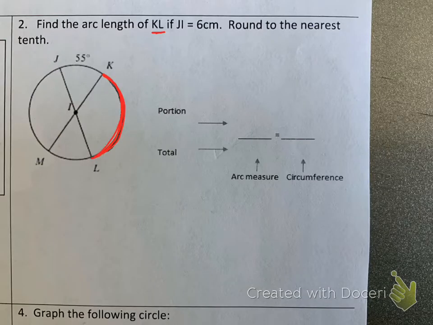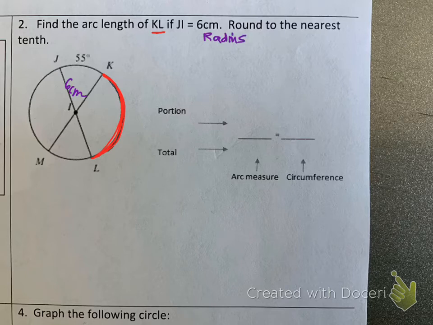For number 2, we're finding the arc length. The arc length is a portion of the entire circumference. So I already highlighted arc KL, which is what we're trying to find here. And they also give us that the radius, JI, is 6 centimeters because it goes from the center to the point on the circle. So this is 6 centimeters, so there's our radius.